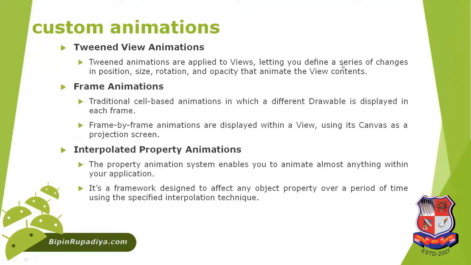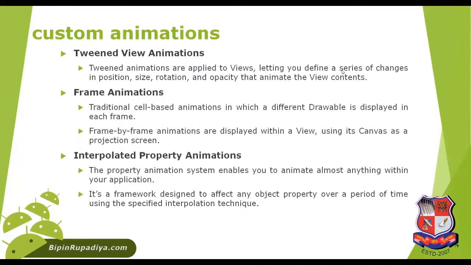Tween animations are applied on your views, letting you define a series of changes in a certain property. Which property? You can change its position on X and Y or on both. You can increase or decrease the size of an object, or in another terminology, zoom in and zoom out. You can rotate your object to any particular degree from 0 to 360.